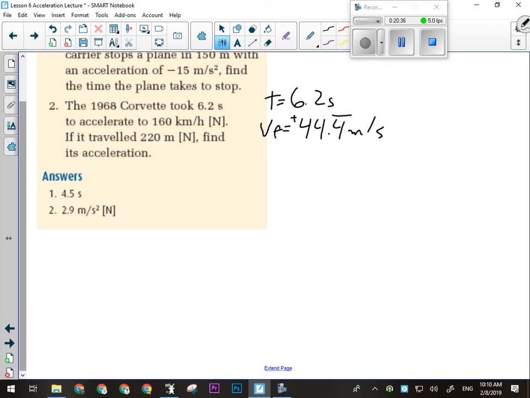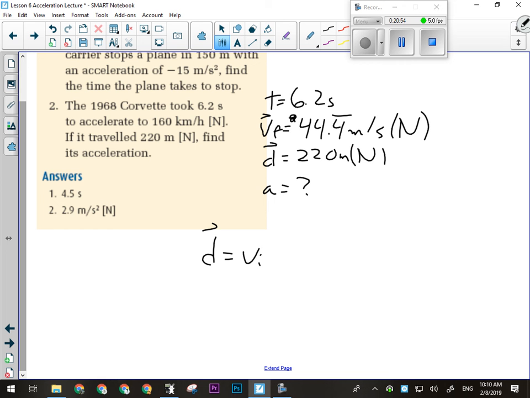It traveled north. Sorry, they gave us actual compass directions in this one. It traveled 220 meters north, so that's its displacement. We're looking for the acceleration. So we're going to be using this formula: displacement equals VF times T minus 1/2 AT squared.